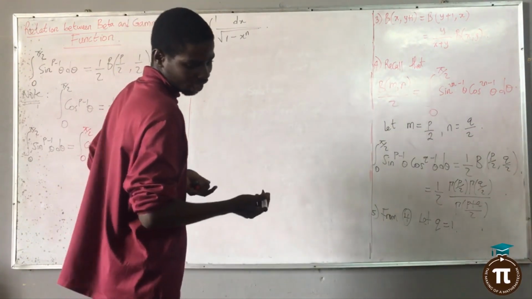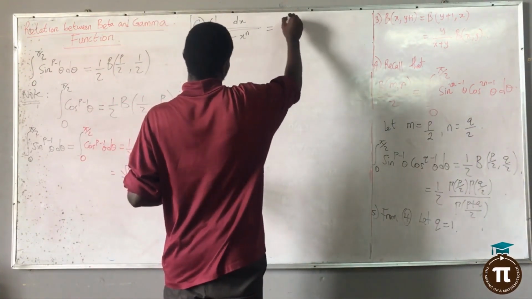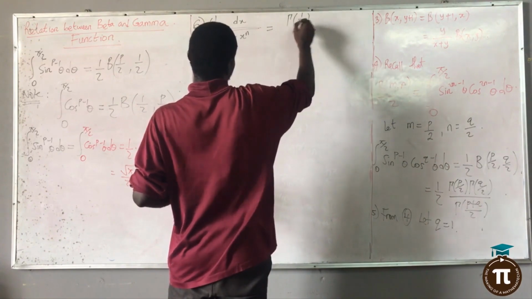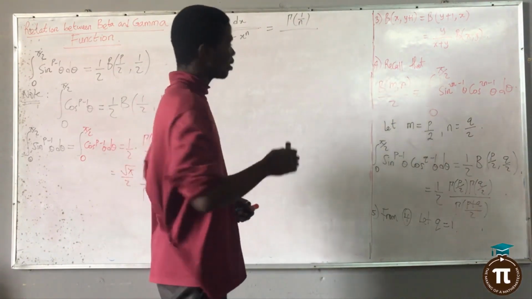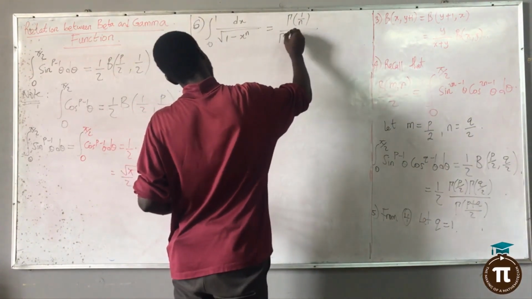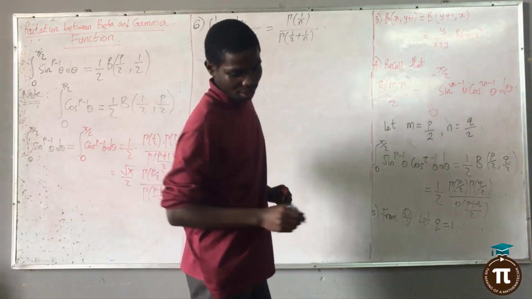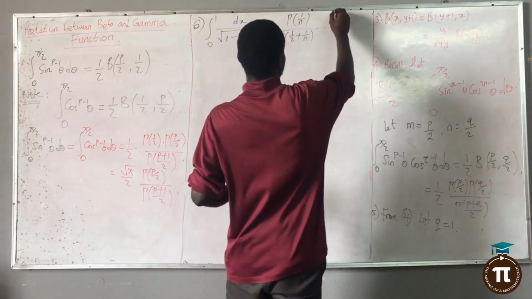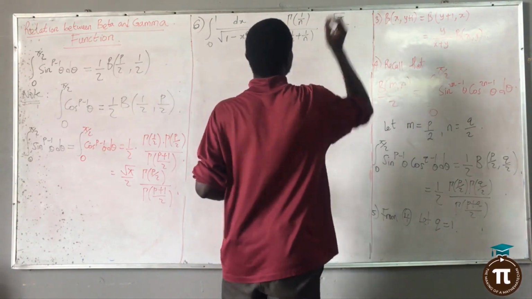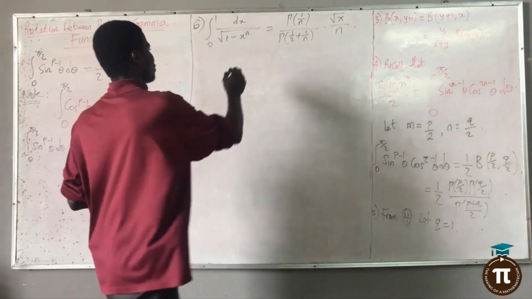And I'm told to show that it's equal to gamma of 1 over n over gamma of 1 over 2 plus 1 over n, multiplied by root pi over n. Solution.